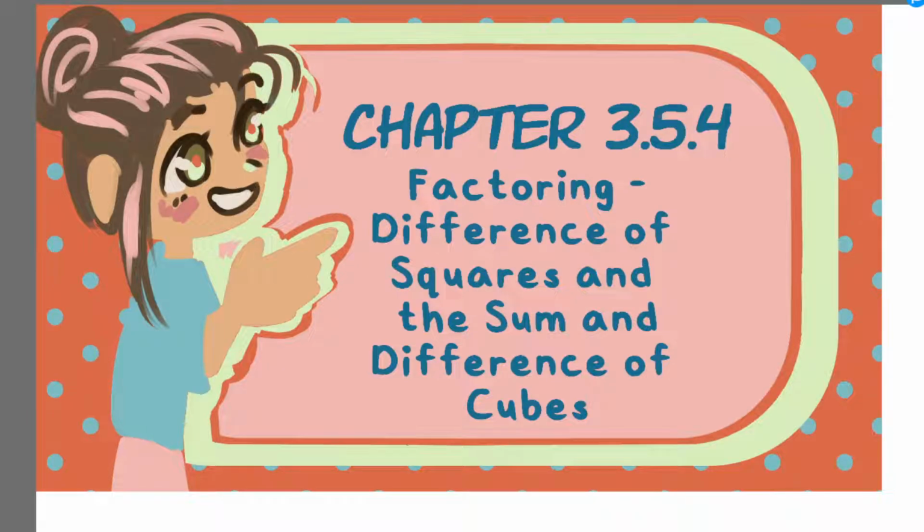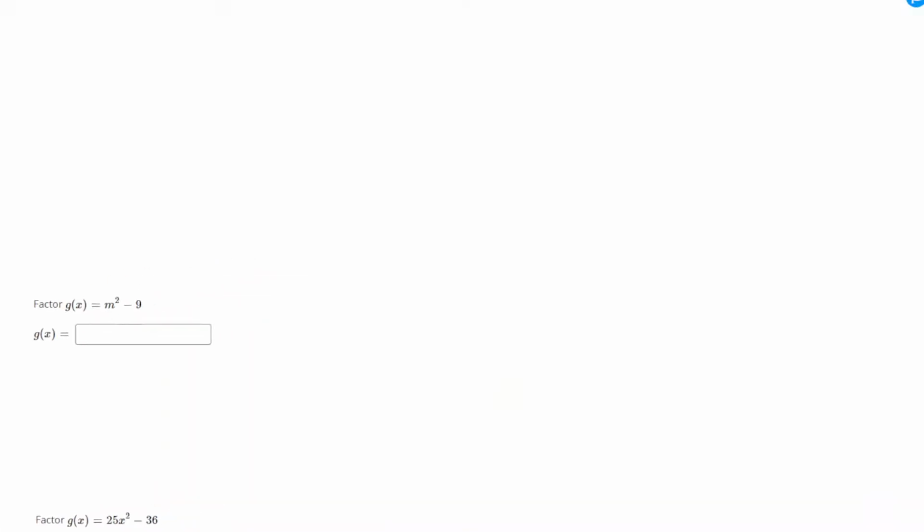Okay, so today we're going to be covering chapter 3.5.4, which is factoring, difference of squares, and the sum and difference of cubes. So let's just get into it. Now, there are a few things that we want to know. There's the concept of the difference of squares.